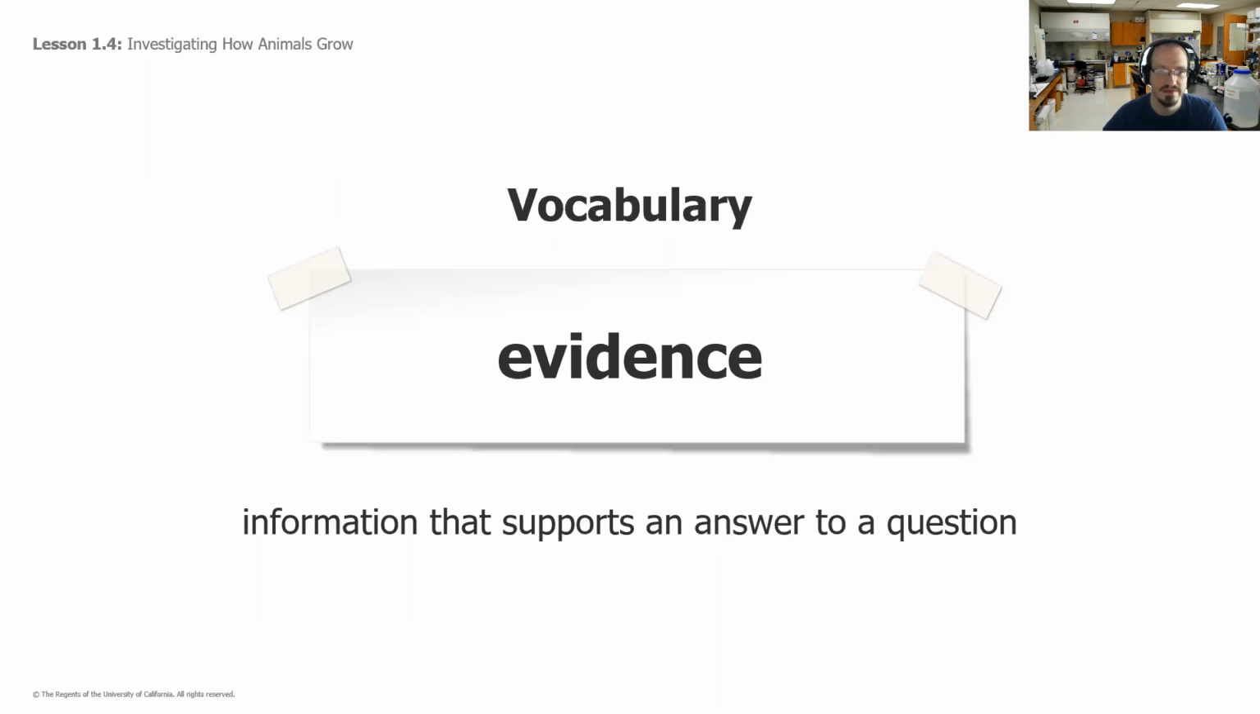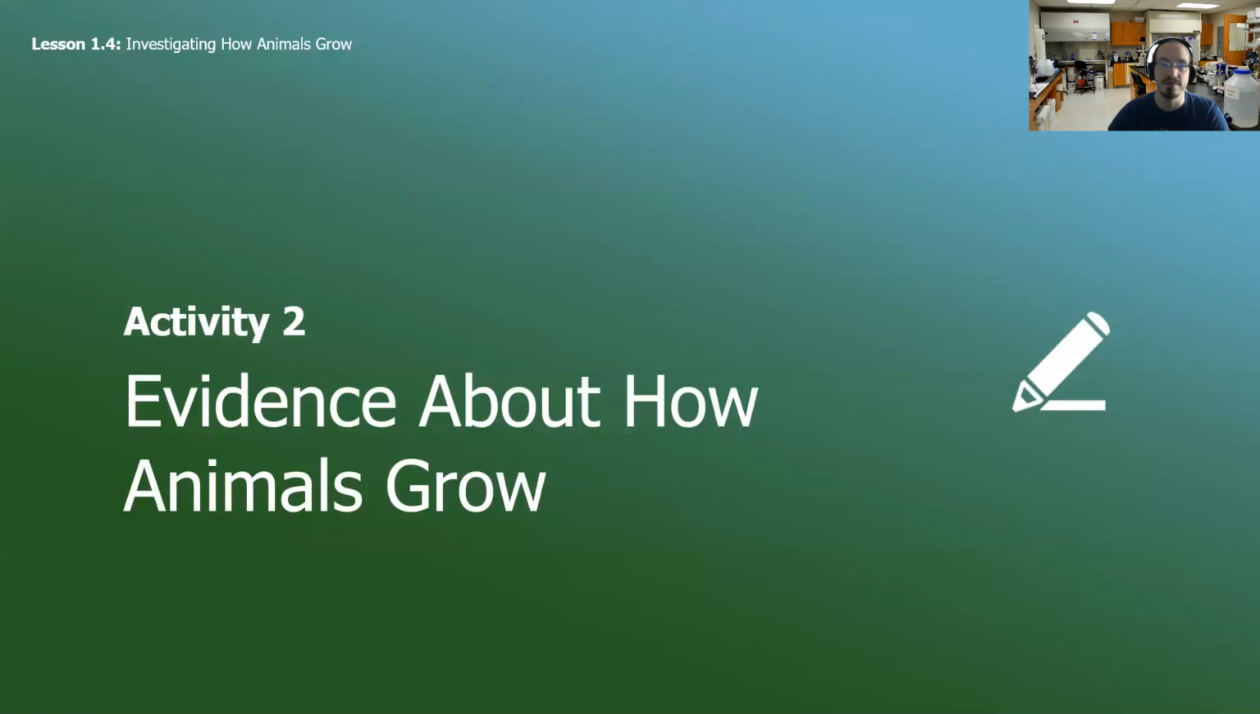So if a claim is a possible answer to a question, then evidence is the information that supports the answer to the question. And when scientists make arguments, they make a claim and they support it with evidence. So let's go ahead and write down the definition for evidence right now. Now what we're going to do next is gather evidence to support a claim about how animals grow.